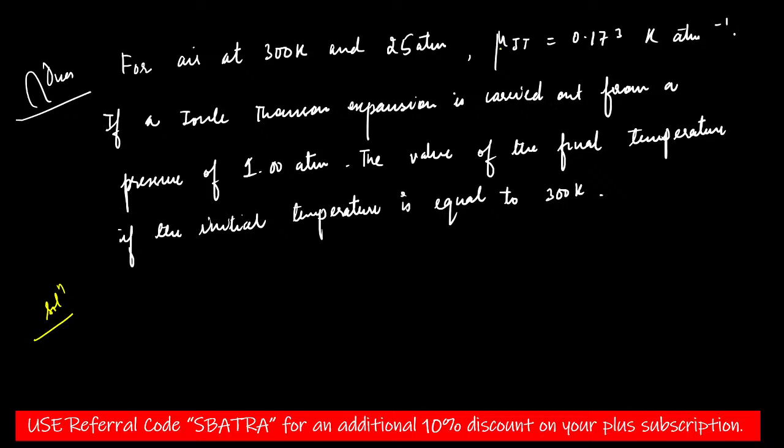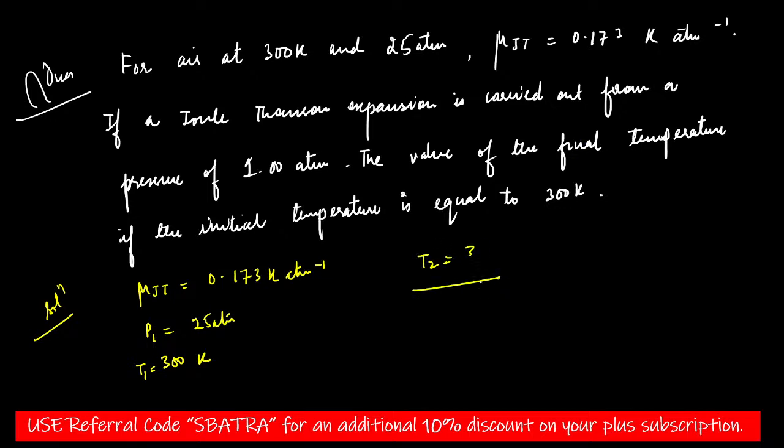What all values have been given? Your Joule-Thomson coefficient is given, that is 0.173 Kelvin ATM inverse. Your pressure is given, that is 25 atm. Temperature is given, that is 300 kelvins. These all values are given to you. So P1 is given and T1 is given. What we have to calculate is T2.